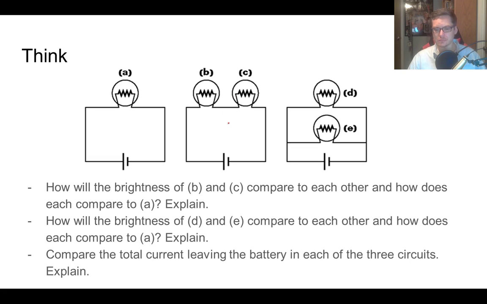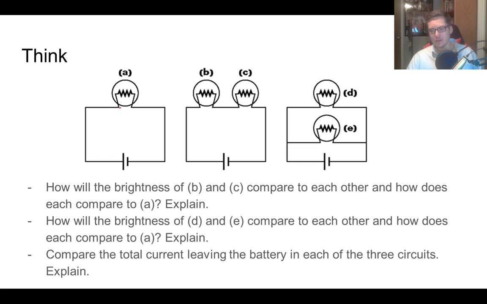Now, we look at D and E. These would be the same brightness because they're going to have the same potential energy drop. They're going to have the same voltage drop across the two of them. As our electrons travel across here, they're going to have the same potential energy drop, and in fact, they'll have the exact same potential energy drop as A does. So their brightness should be equal to A.